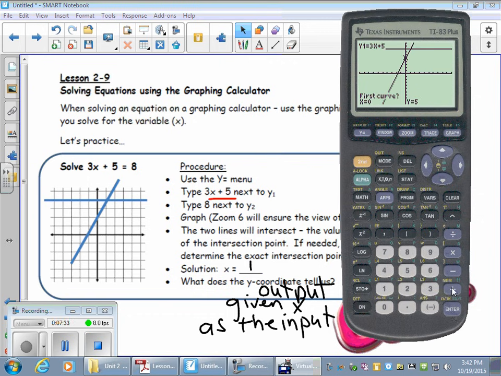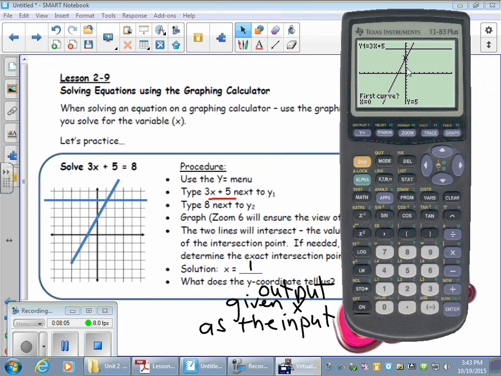Now, it's going to ask you a couple of questions here, and it's going to talk about curves. Don't worry about that. That's just because the calculator can't say first line, first curve, first ellipse, first quadratic. So it just uses the term curve in general terms. We know we have lines and not curves. It's okay. So when it asks you these questions, you're going to get a turtle that's blinking, and it'll always be blinking where the line crosses the y-axis.